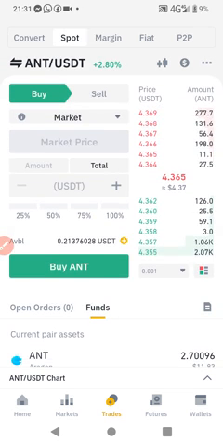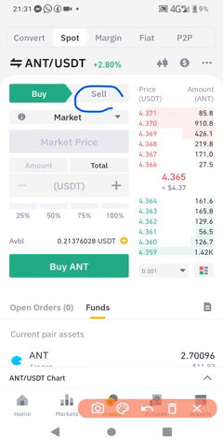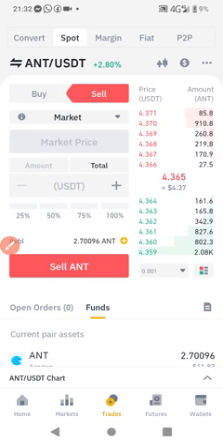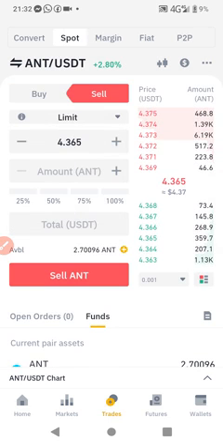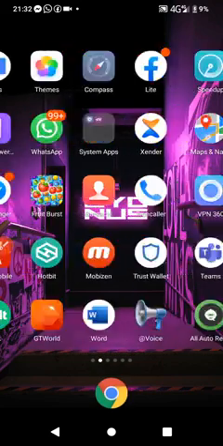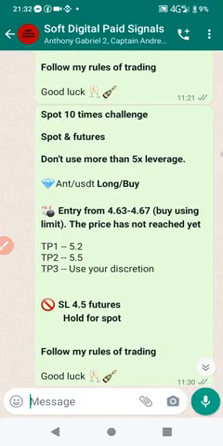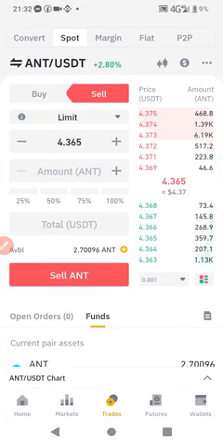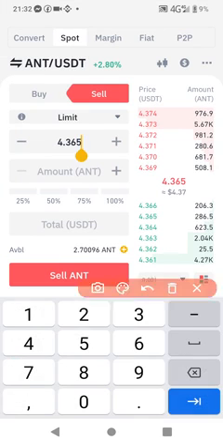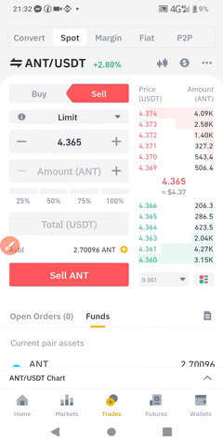Immediately, I move over to the sell option. I click on sell. Now instead of using market, I change this market to limit. And then I come back and put that price that was given to you by Manuel Crypto. The TP1 was 5.2. Can you see that? You come here and put your TP1 here. Your TP1 should now appear here as 5.2.